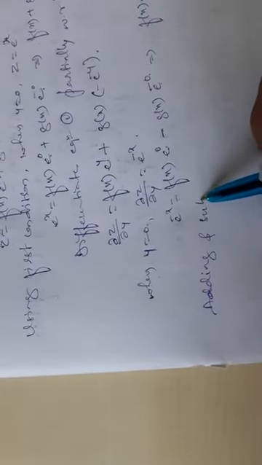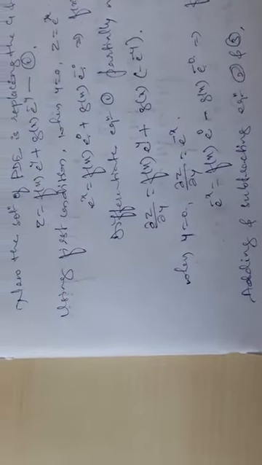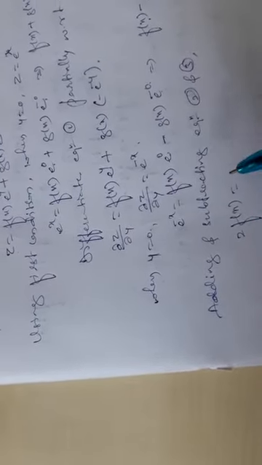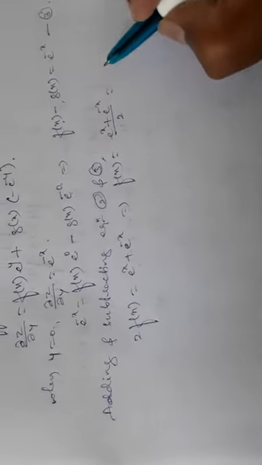Adding and subtracting equations 2 and 3. If we add, we get f(x) + f(x), and g(x) plus minus g(x) cancels. Therefore 2f(x) = e^x + e^(-x), which implies f(x) = (e^x + e^(-x))/2, which is cosh x.